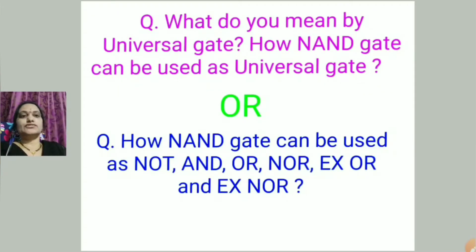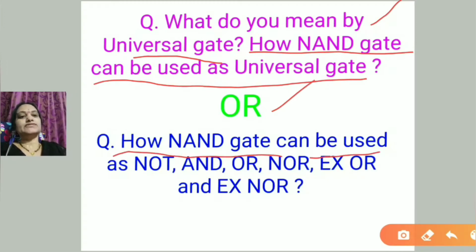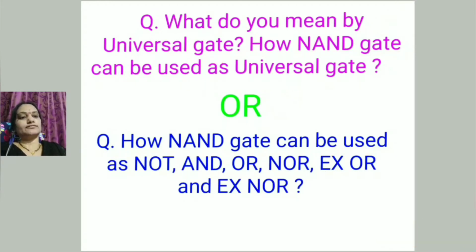So students, from this topic you can get questions like these about universal gates. That is, what do we mean by universal gate? How can NAND gate be used as universal gate? Or how can NAND gate be used as NOT, AND, OR, NOR, XOR and XNOR?